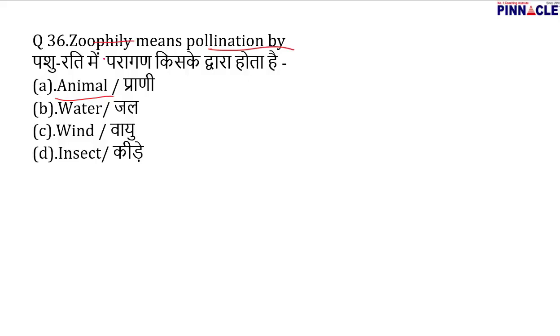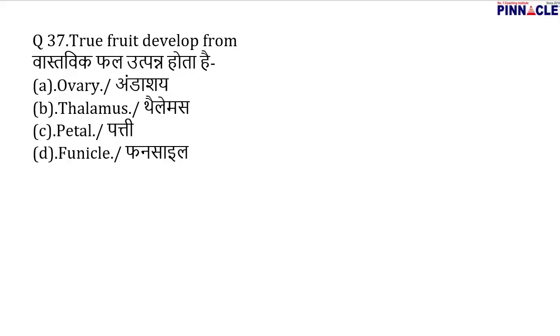After question number 36, let's move on to question number 37. The question is: true fruit develops from what? The true fruit generally develops from ovary. First of all, you need to remember that there are two types of fruit. One is said to be true fruit and another is said to be false fruit. The true fruit is that fruit which is derived from the ovary of flower and it is not associated with any non-carpellary part. For example, tomato, pea, mango, they all are examples of true fruit.